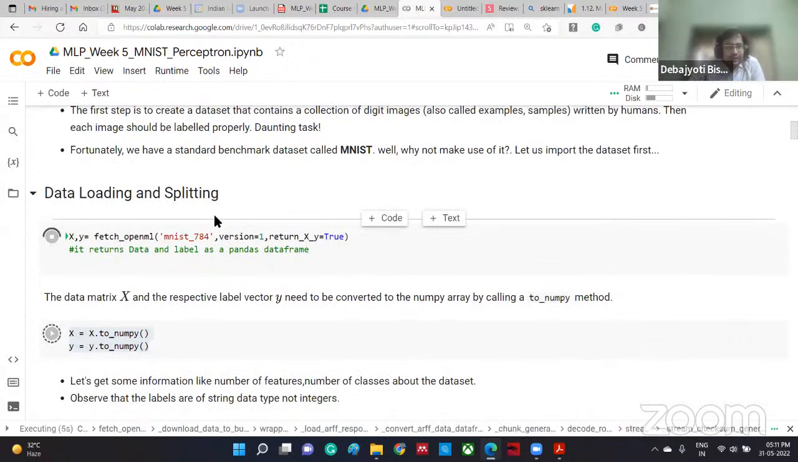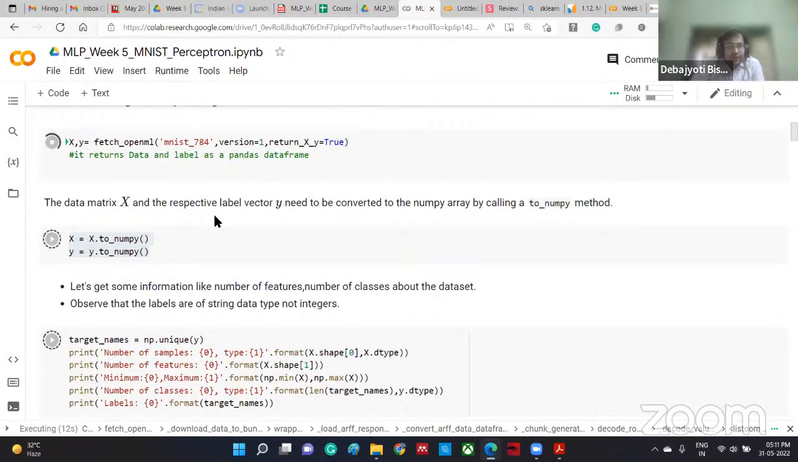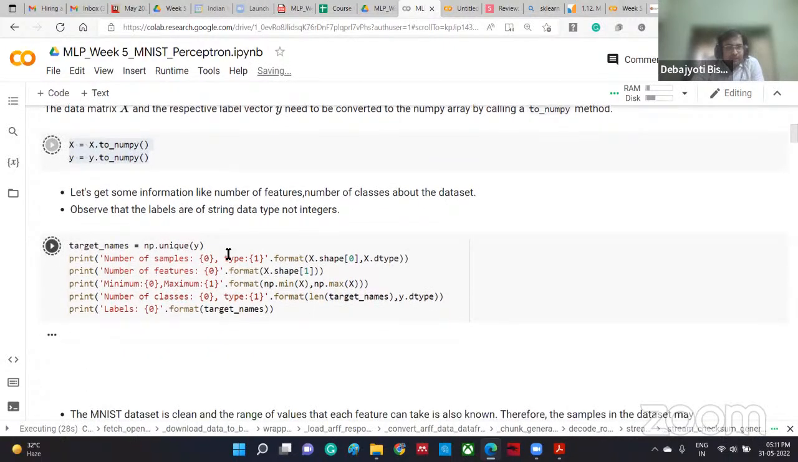What we can see is x, y equals fetch OpenML. So we have fetched the OpenML dataset, the MNIST dataset. Then we have the label vector y, which needed to be converted to a NumPy array by calling the to_numpy method. So x equals x.to_numpy and y equals y.to_numpy. Then we observe that the labels are of string data types, not integers.